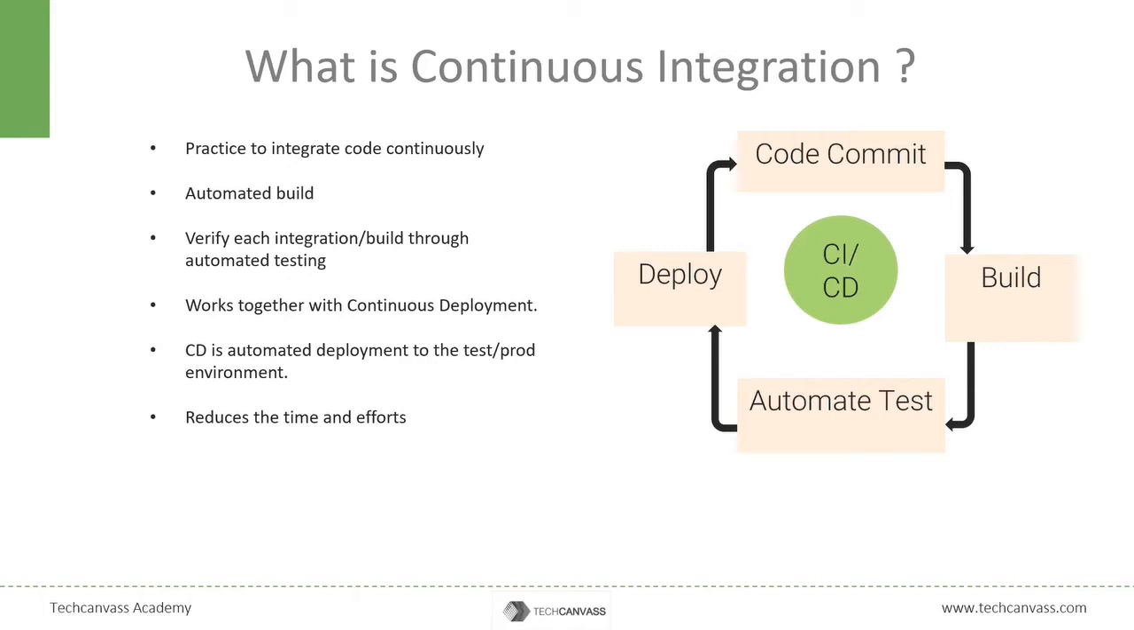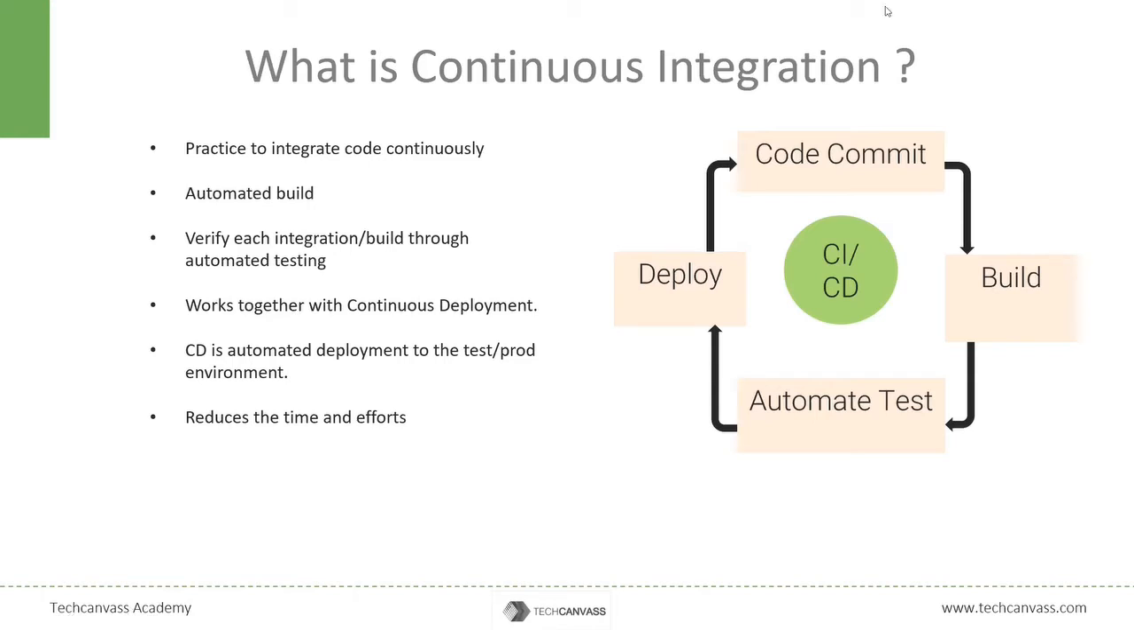CI works closely with CD, which is also known as continuous deployment. So when at last the builds are verified, they are automatically deployed to a higher environment of test or production, which is called CD. CI and CD have multiple benefits, like long and time-consuming integrations are gone as the code is integrated daily. Early bug detection and quality of delivery are other benefits.